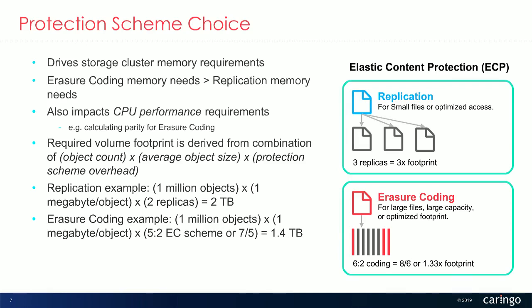As we note here, required volume footprint is going to be derived from a combination of your object count, your average object size, and your protection scheme overhead. And again, it's just an interplay of which path you want to go. Fortunately, in the case of Swarm, we allow for multiple protection schemes to exist at the same time within the same cluster, without any kind of special reconfiguration around rings or anything like that. We just allow it to happen.